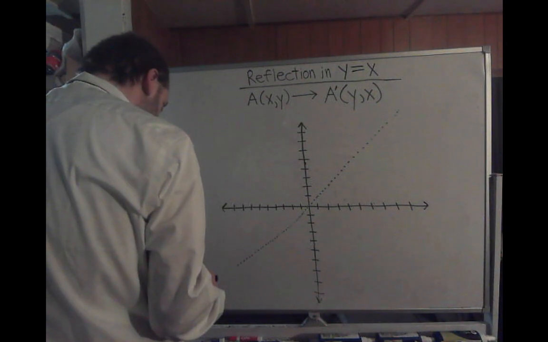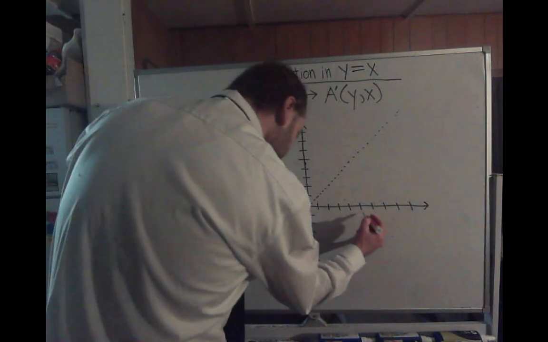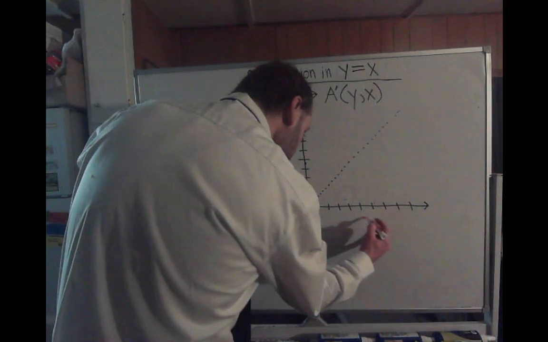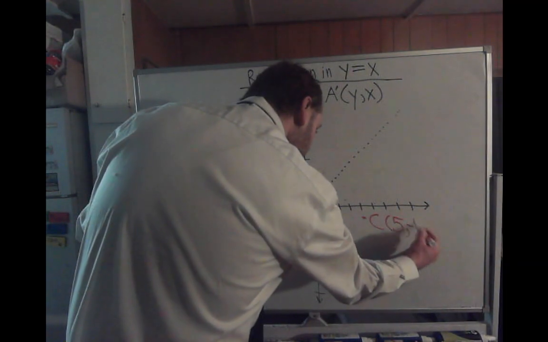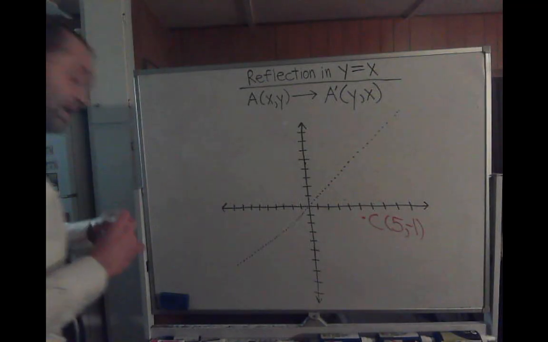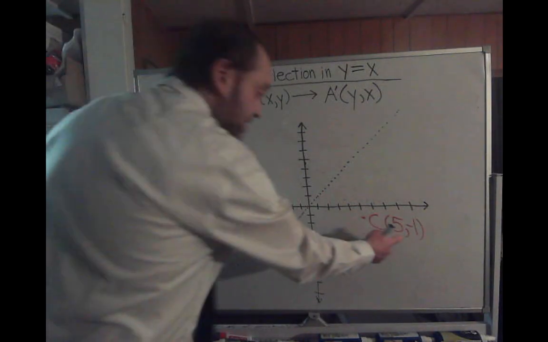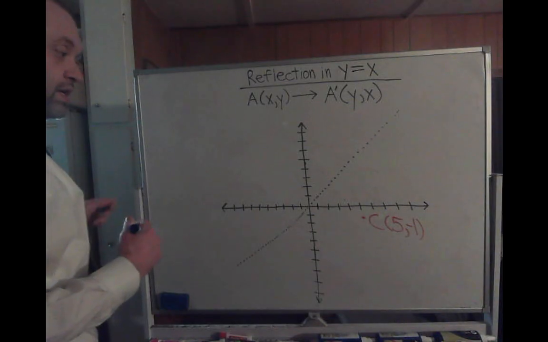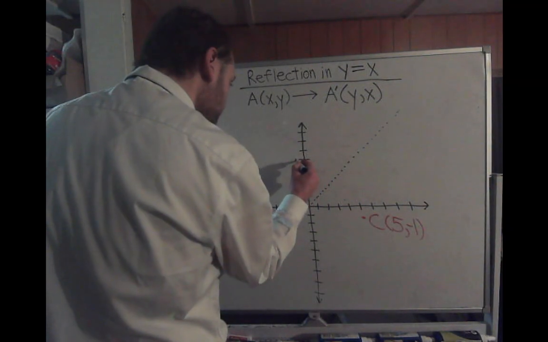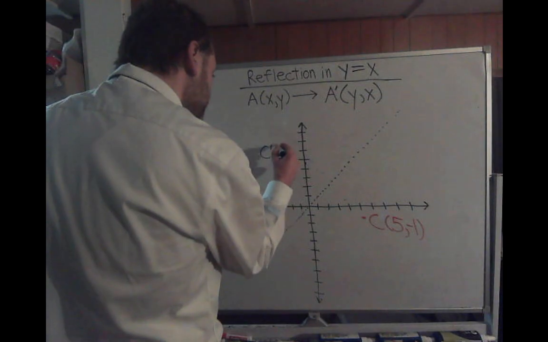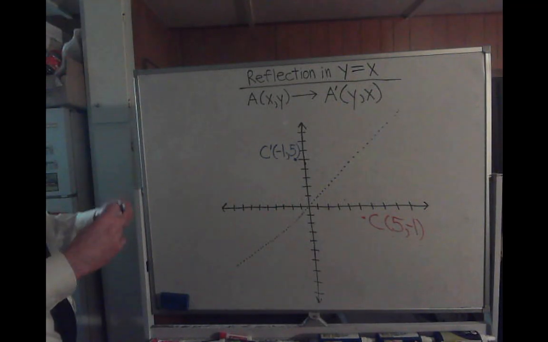Alright, now let's do a point C. Point C is at (5, -1), okay? If we want to find C prime by reflecting in the line y = x, we just have to take our x and y coordinates and switch them around. You would be at the point (-1, 5), which would put you all the way up here. So C prime can be found at the point (-1, 5) if you reflect in the line y = x.